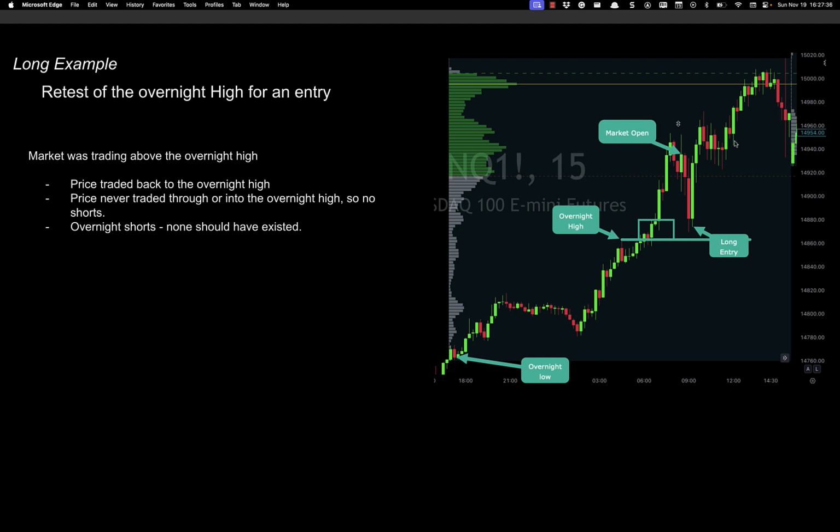Retest. Here's another example. The overnight high was here. Price comes up, market opens here, comes back, tests. Again, our rule says only longs, and we write it out.